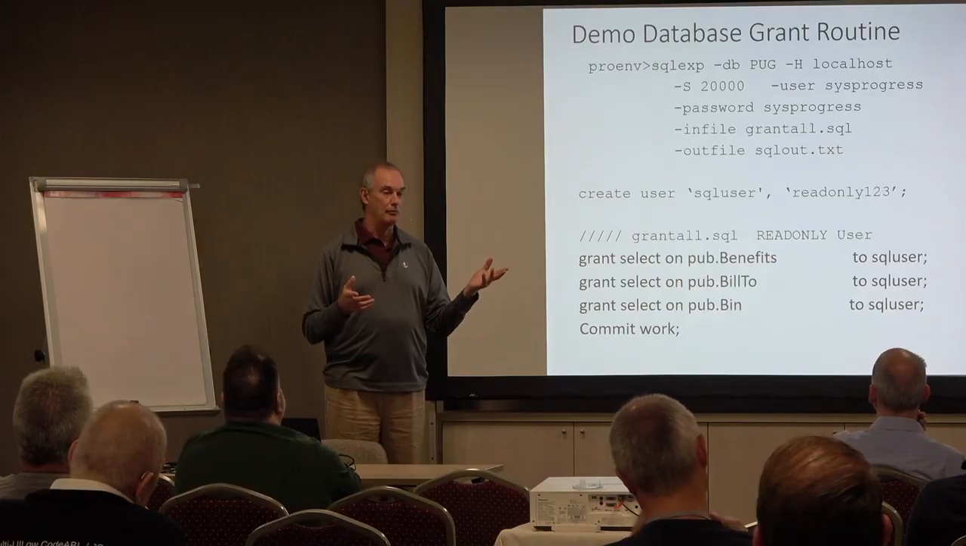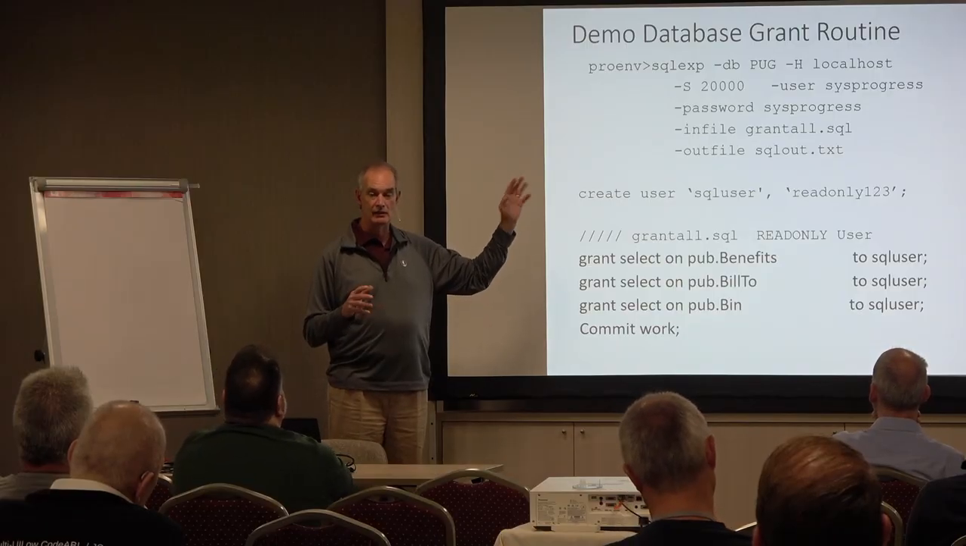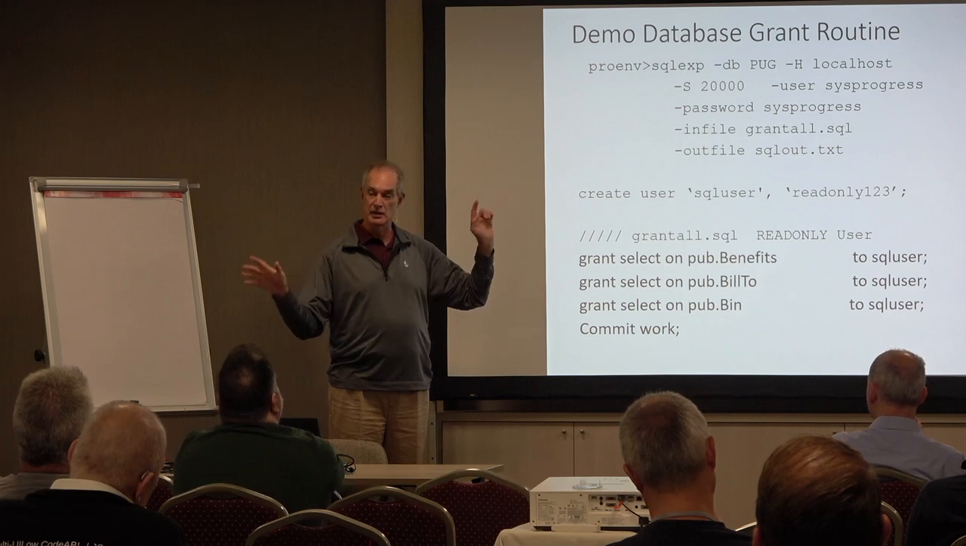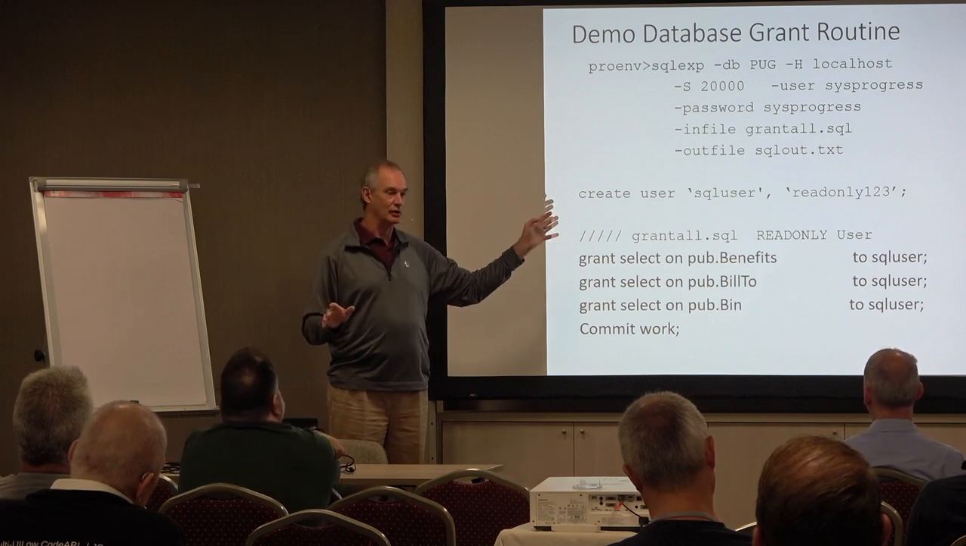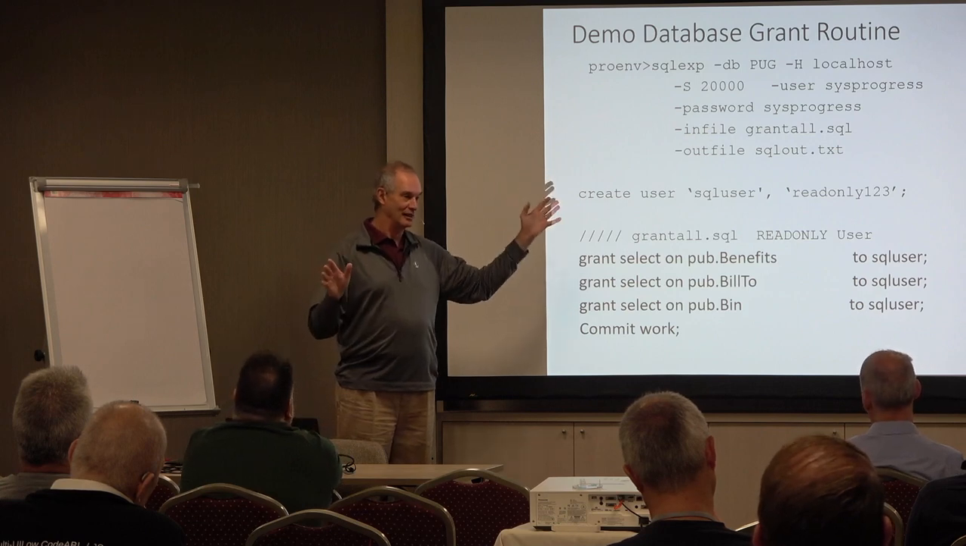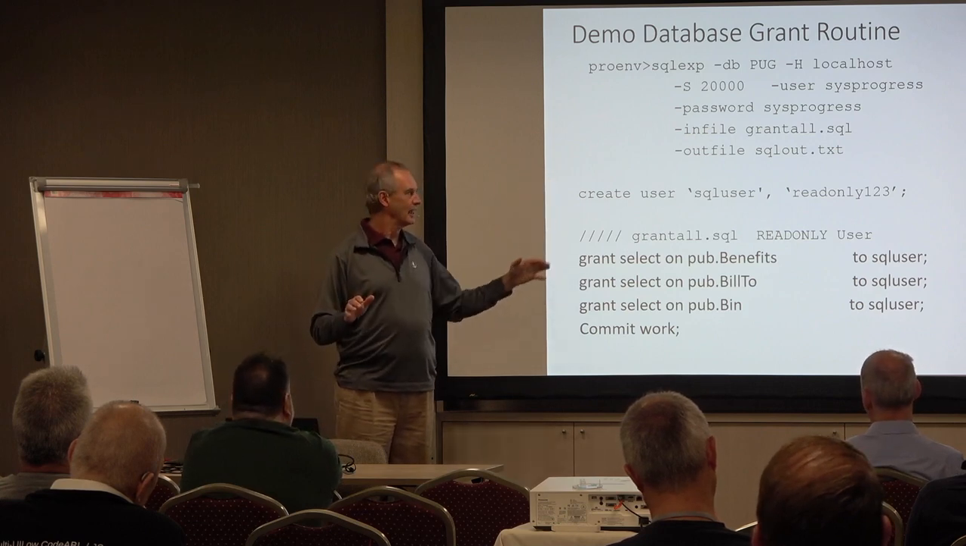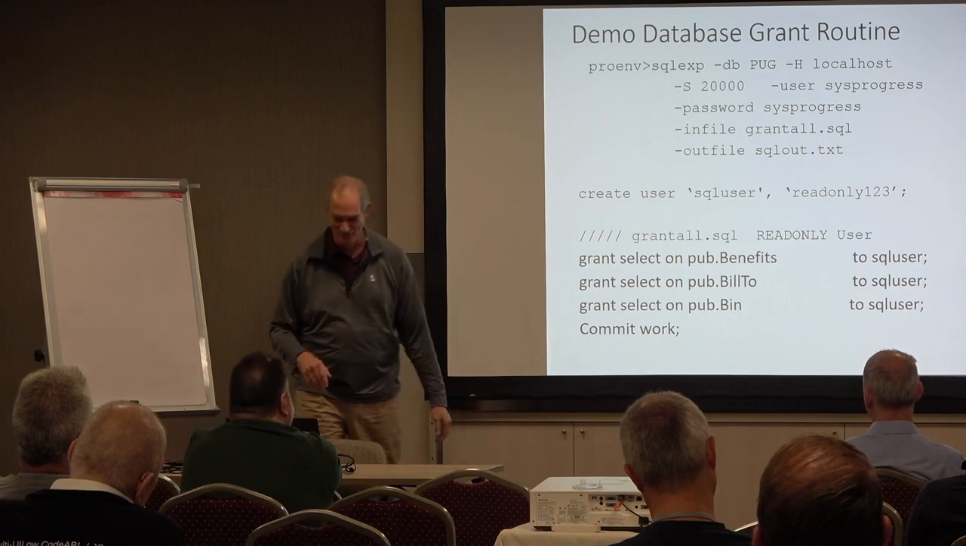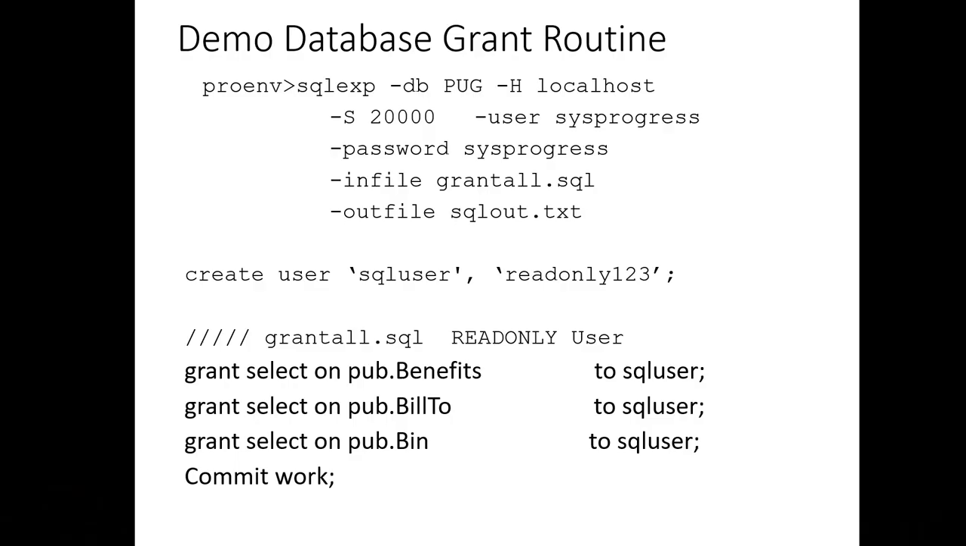First thing that ought to happen is that ought to get changed. Either get rid of the username by creating another DBA, or at least change the password. This is like the biggest open door into everybody's database. It's the worst kept secret. Questions about that? Who's got sysprogress still enabled? Yeah, it's not uncommon.